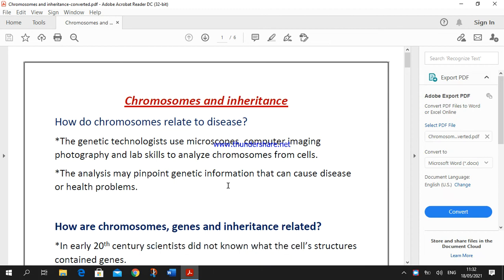We will talk about lesson 4, chromosomes and inheritance, studying the relation between chromosomes and inheritance. How do chromosomes relate to disease?